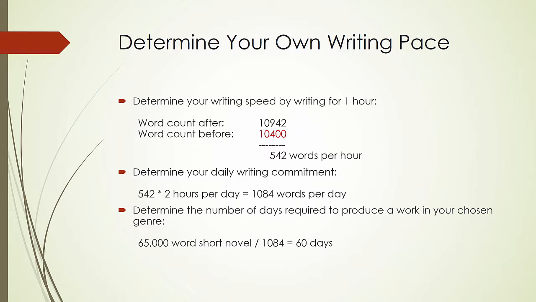Then you determine the number of days required to produce the work in your chosen genre. Let's say we're going to write a short novel of 65,000 words. Divided by 1,084 is 60 days, or 2 months.